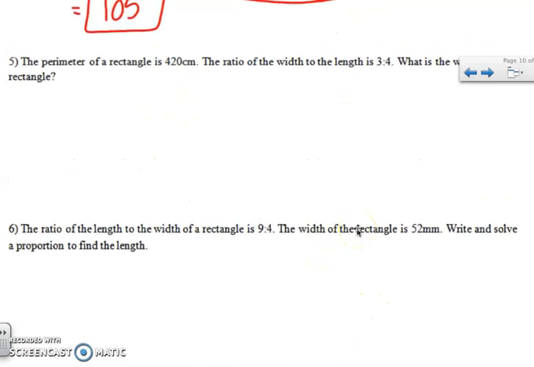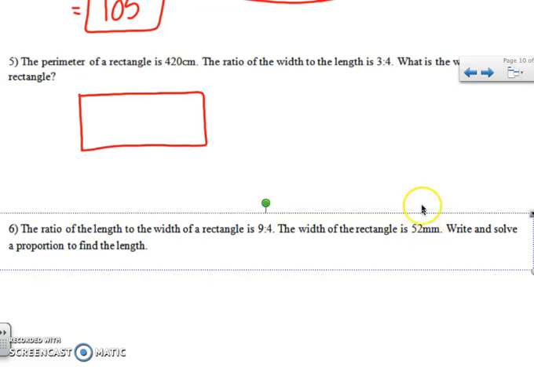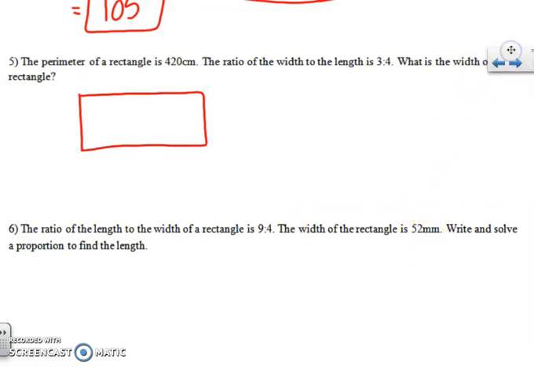So number 5, it says the perimeter of a rectangle is 420 centimeters. So let me go ahead and draw a rectangle. The ratio of the width to the length. So here's the width, here's the length. So I'm going to go width to length is 3 to 4. So I should label this side 3x and this side 4x. Okay.